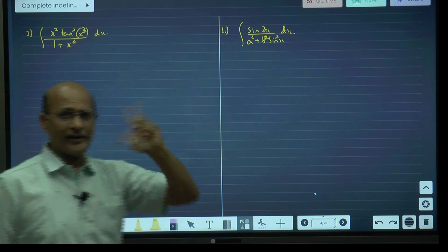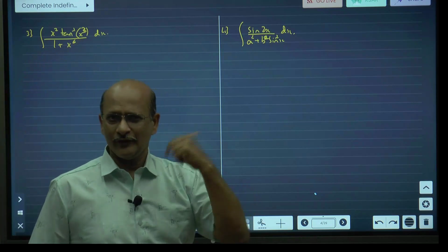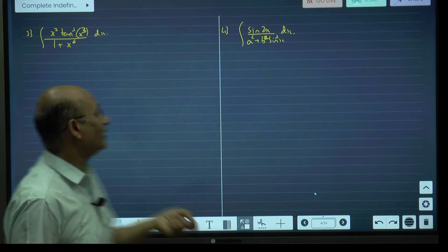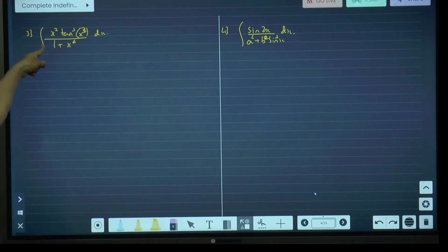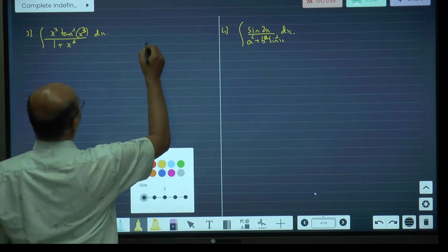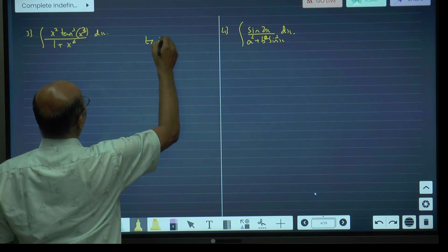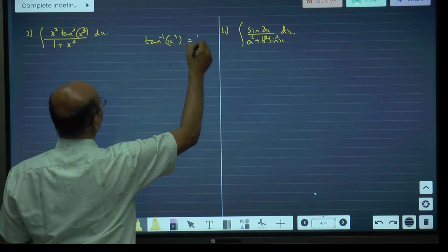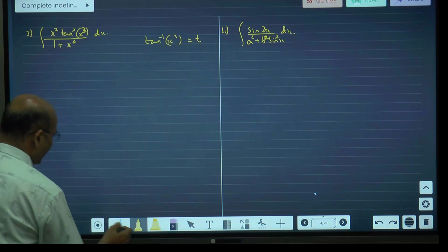What is the derivative of x cube? We can think of the other things later on. What is x cube derivative? X cube derivative is 3x square. So what I can do is put tan inverse x cube as t. So what is the derivative of this quickly now?